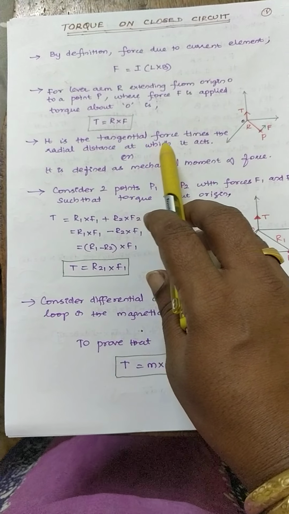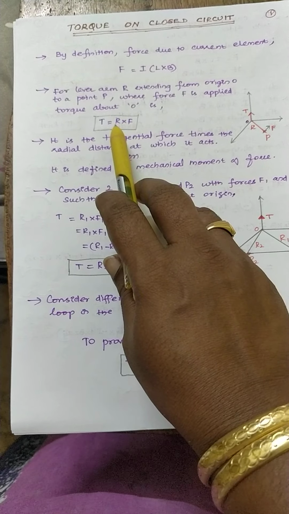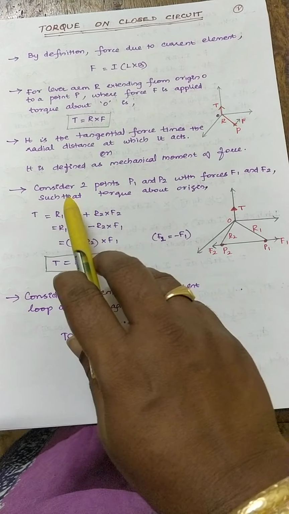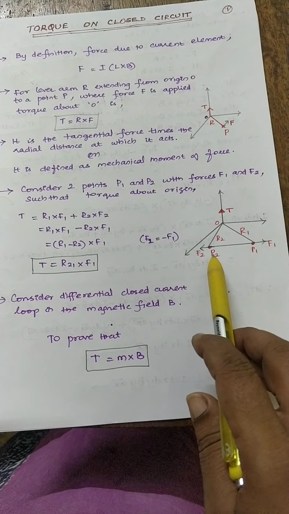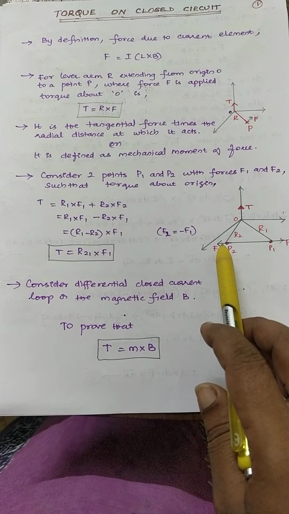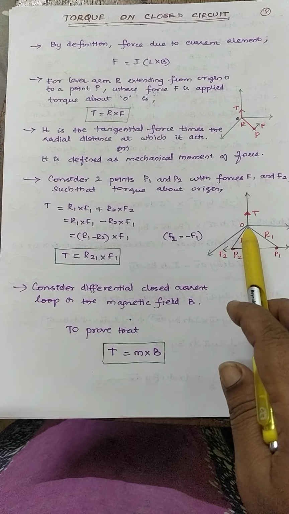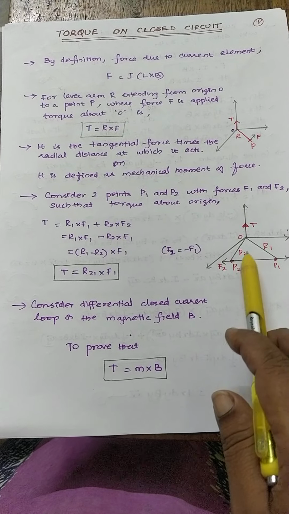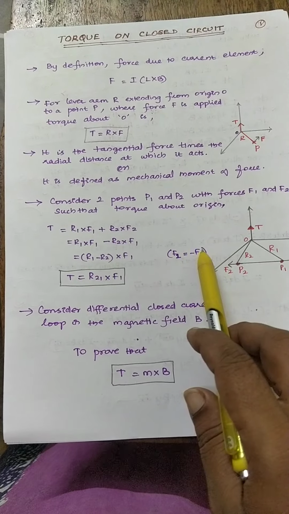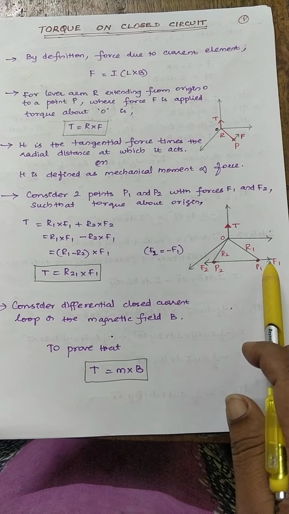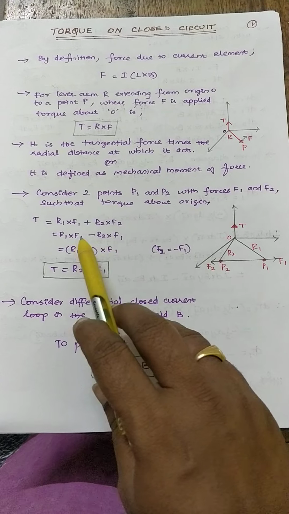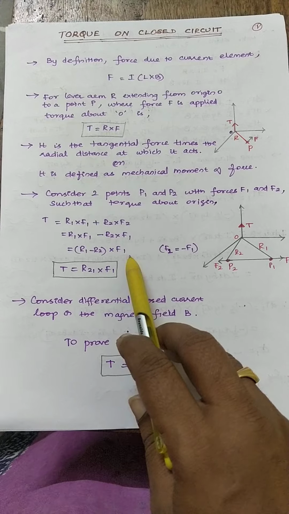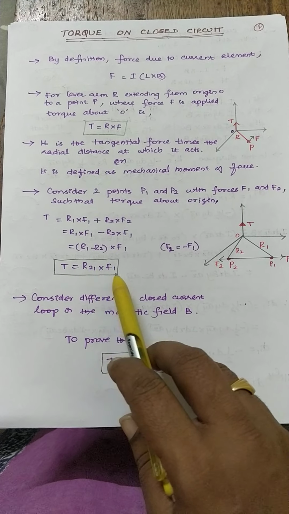So it is defined as a tangential force times the radial distance at which it acts, or as the mechanical moment of force. Now consider two points P1 and P2 with forces F1 and F2, such that the torque with respect to the origin is T equals R1 cross F1 plus R2 cross F2. But F1 and F2 are in opposite directions, so it is R1 cross F1 minus R2 cross F1. So it is (R1 minus R2) cross F1, or written as R21 cross F1.